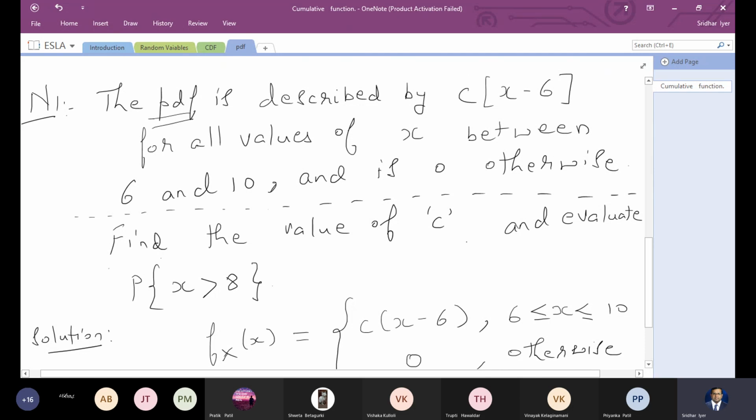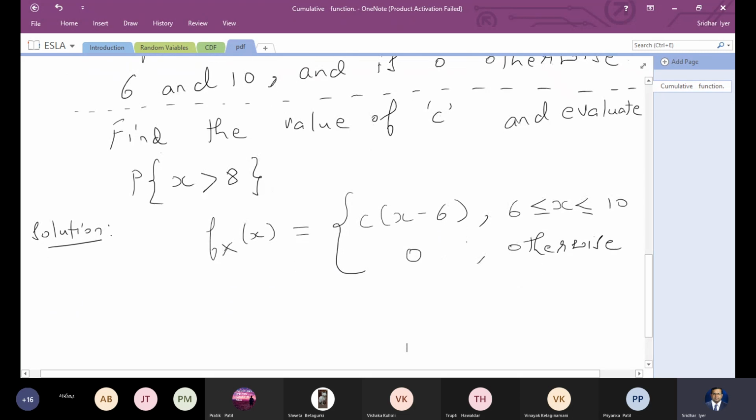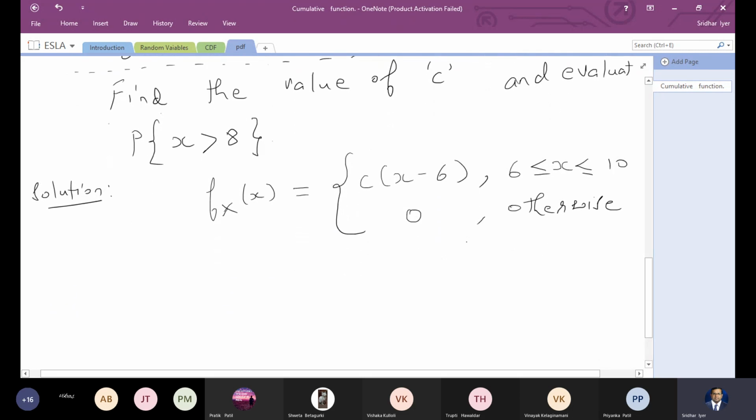Now let's read the information given at the bottom of the dotted line, and that is exactly what we need to evaluate. There are two things that we need to evaluate in this numerical. One is we need to find the value of c, and next is to evaluate the probability of x greater than 8. So I'll first find the value of c. I'll put c equal to question mark. And the second thing that I need to calculate here is the probability of x greater than 8. So these are the two things that we need to find.